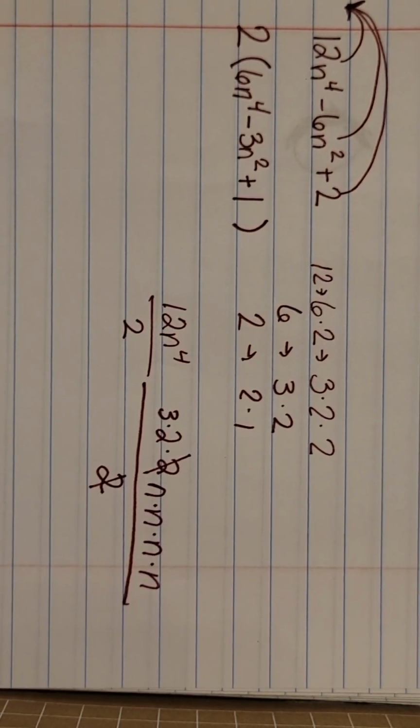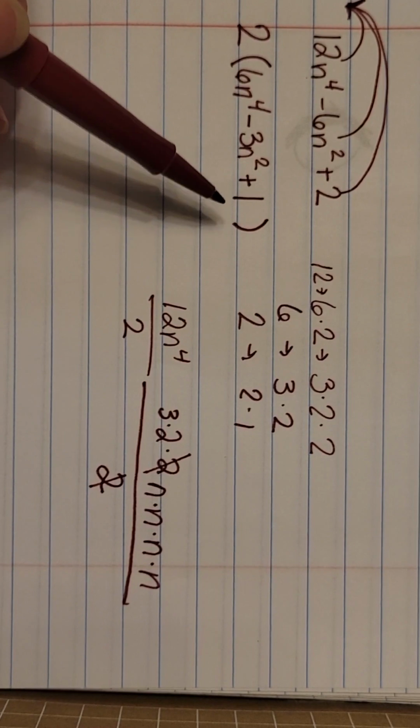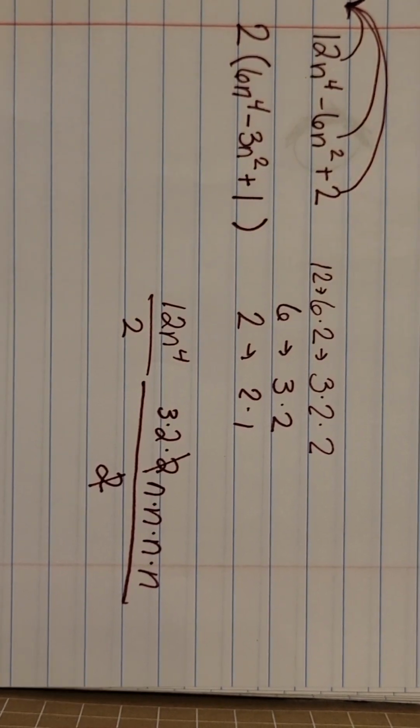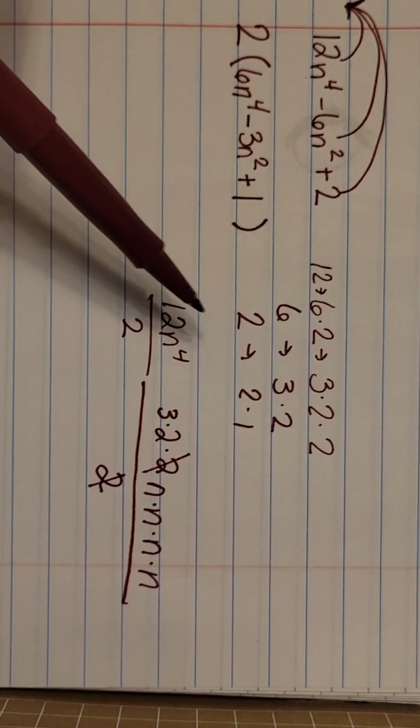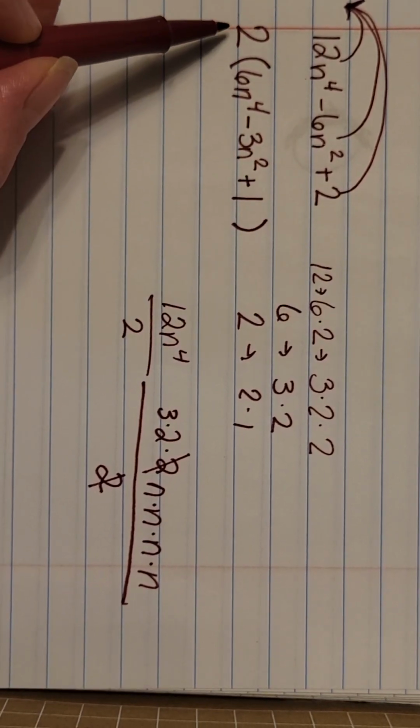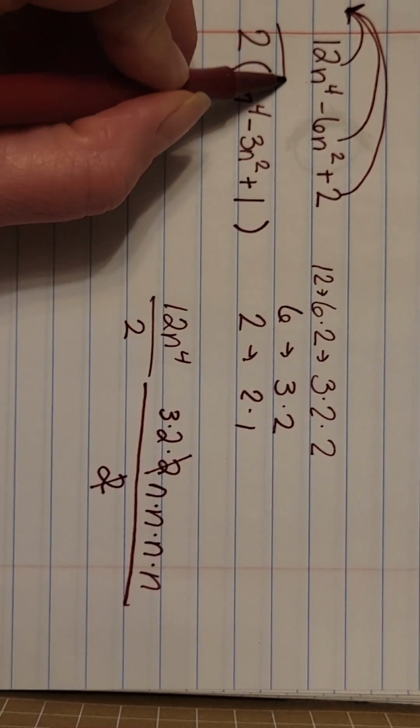This one didn't ask us to factor it any further. I guess I haven't really looked to see if it could factor any further, but it didn't ask us to. It just asked us to take out the common factor. So all we're having to do is take out that 2, and now we're done.